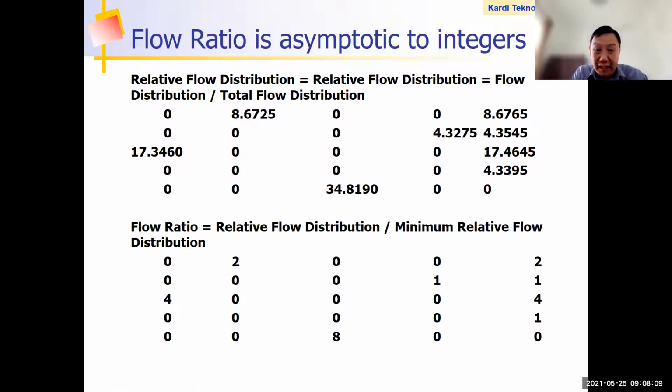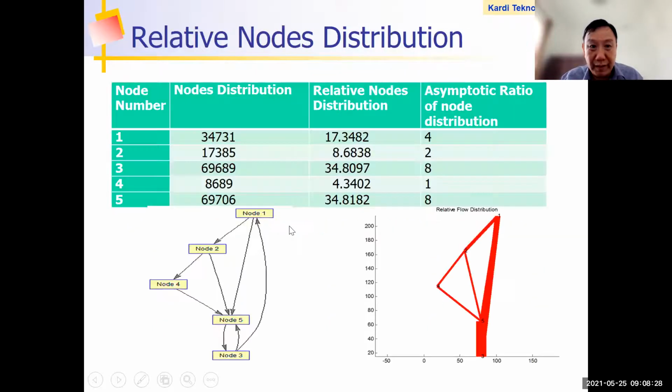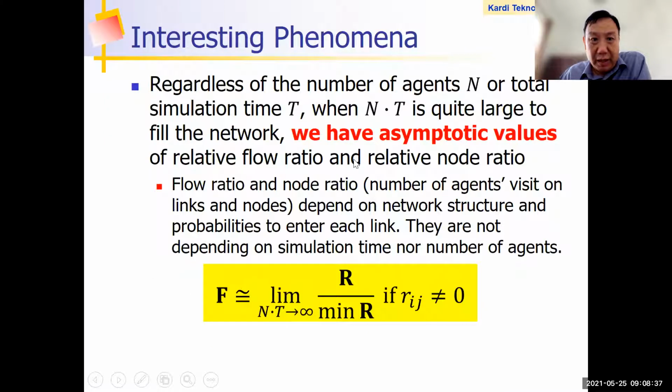Can you see this? So what is ideal flow? Ideal flow is basically relative flow, the asymptotic value of the steady state of the flow distribution. Can you see that? So I tried different relationships to the nodes and so on. It doesn't work, only when we have relative flow.